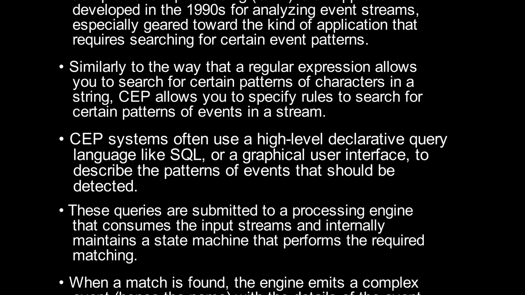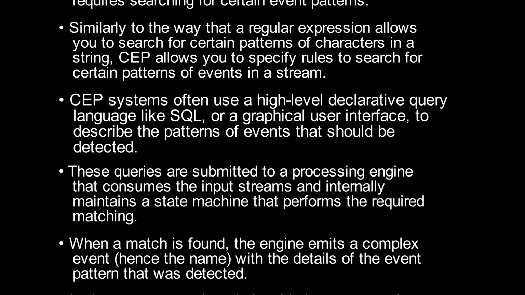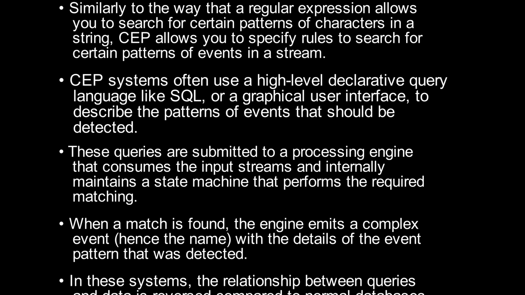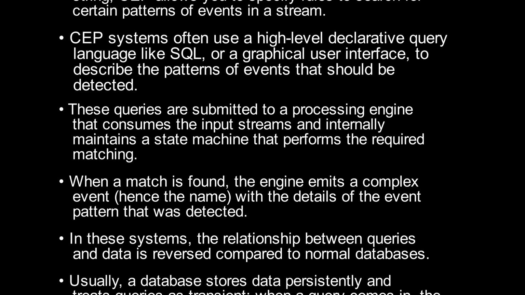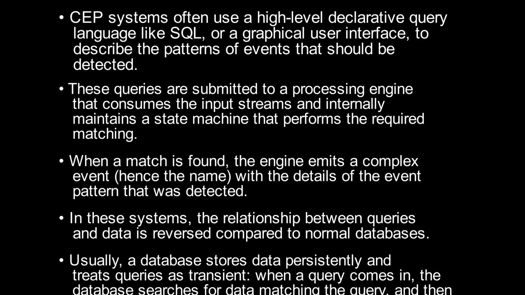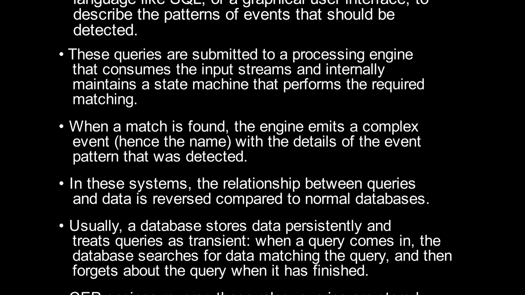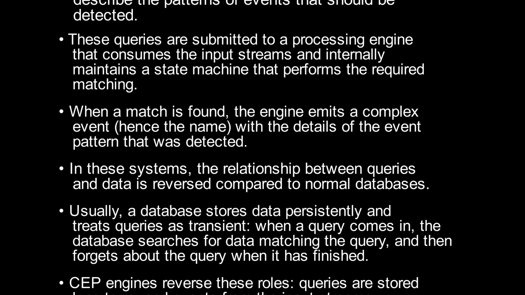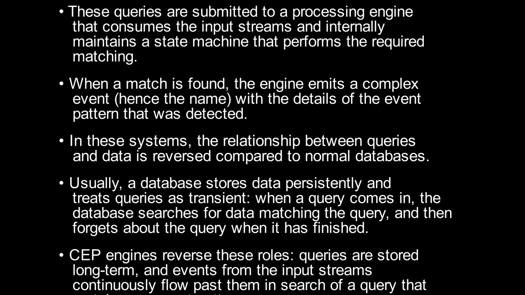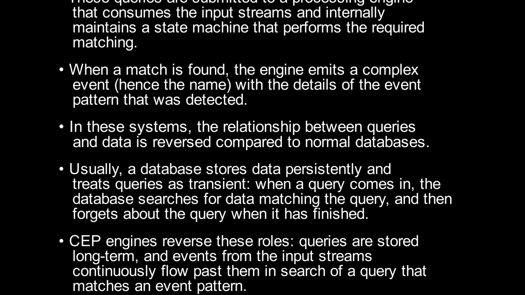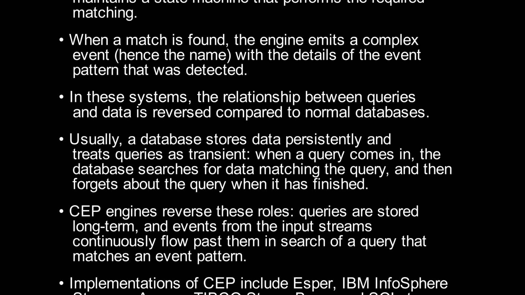These queries are submitted to a processing engine that consumes the input streams and internally maintains a state machine that performs the required matching. When a match is found, the engine emits a complex event, hence the name, with the details of the event pattern that was detected. In these systems, the relationship between queries and data is reversed compared to normal databases. Usually, a database stores data persistently and treats queries as transient. When a query comes in, the database searches for data matching the query, and then forgets about the query when it has finished. CEP engines reverse these roles.